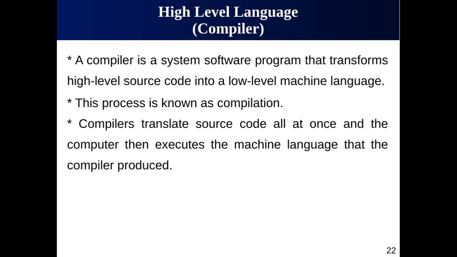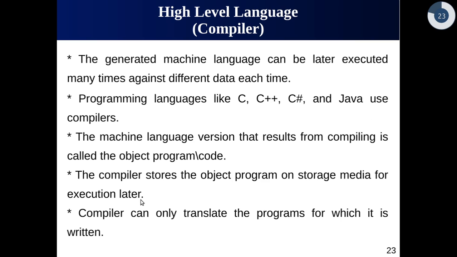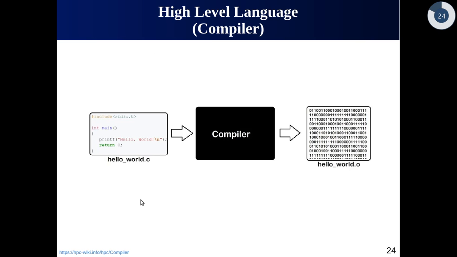Compilers actually translate the source code all at once. There is a difference between a compiler and an interpreter, and this difference is very important to understand. Our compilers translate our source code all at once, and the computer then executes the machine language that the compiler produced. You can say the compiler takes the entire source code program as input, checks the source code for errors, syntax errors for example, and then converts it into machine code. You can also depict the compilation process like this. We have a program written in a high level language like C, and then comes the role of the compiler, which will translate the code into its equivalent machine language code.